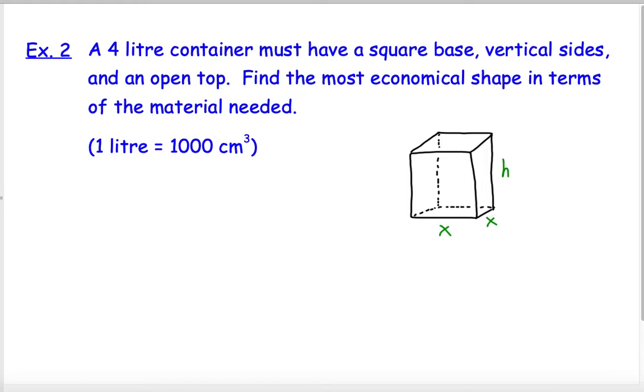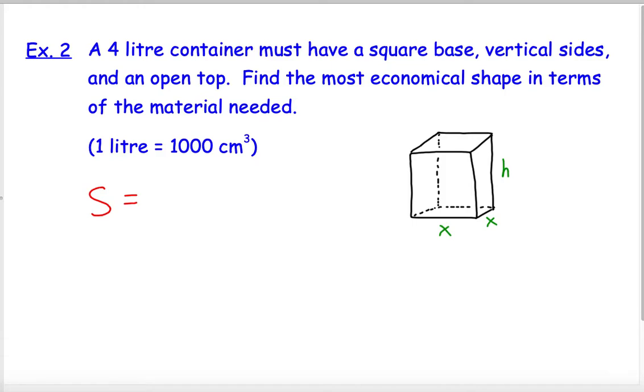Find the most economical shape in terms of material needed. So now we're not talking about maximizing the volume. We want to minimize how much material we're going to use to make this. So we need to look at the surface area and find the minimum surface area. So that's the next step, is deciding what is your function that you're trying to maximize or minimize. So we want a surface area. I'll just call it A. Maybe I'll call it S. So surface area. What's the surface area of this shape?